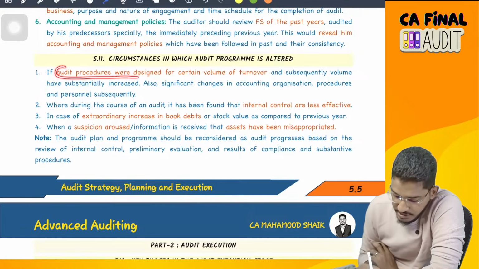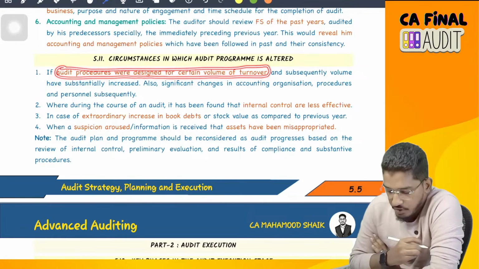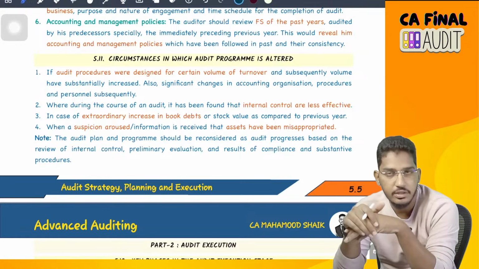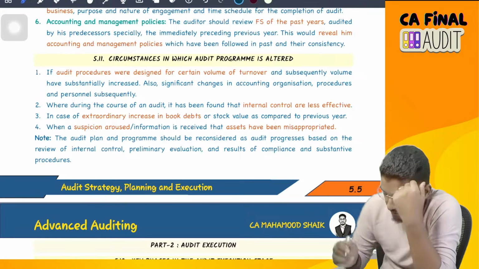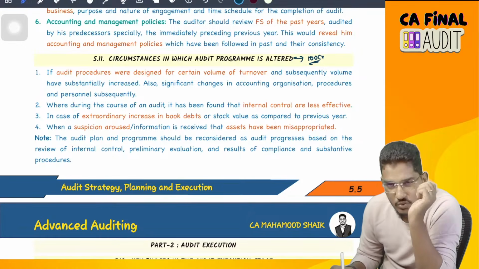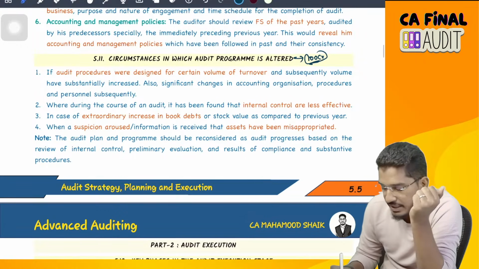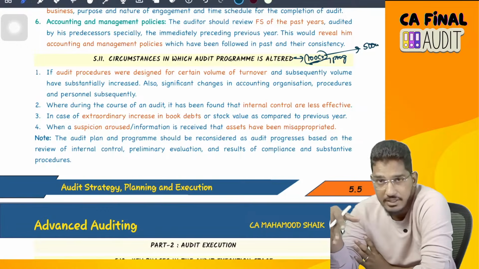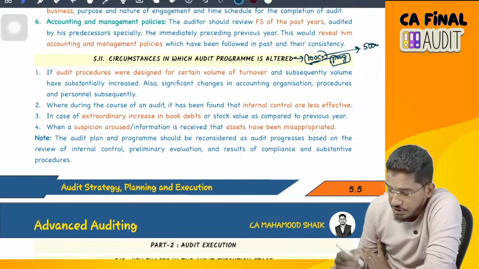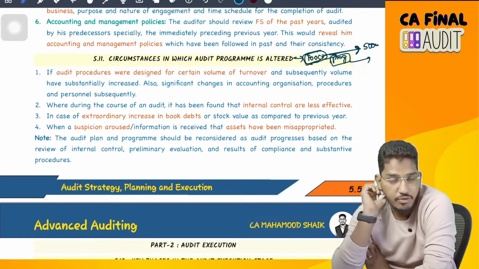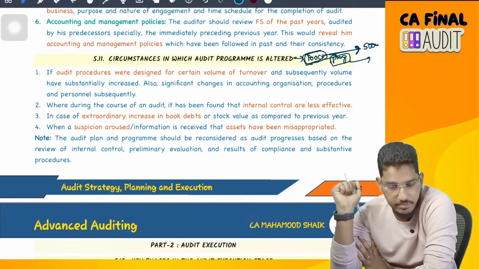So they say that if the audit procedures were designed for a certain volume of turnover, but subsequently the volume has increased. For example, as we are all aware, auditors generally will not wait till the completion of the year to do the audit. In case of big entities, even during the year we start doing the audit. So when we have started the audit before the closure of the financial year, we thought that okay, the revenue of the company will be 100 crores only, and keeping in mind that the company is a mid-sized company, I have drafted my audit program. But once the year got closed, I came to know that the actual revenue was not just 100 crores, the actual revenue was 500 crores, more than whatever I had expected. Now you have drafted your audit program assuming that the turnover of the company will be 100 crores, but now you got to know the actual turnover. Don't you think you are required to make changes to your audit program? 100% yes, we will be required to make the changes to the audit program now.